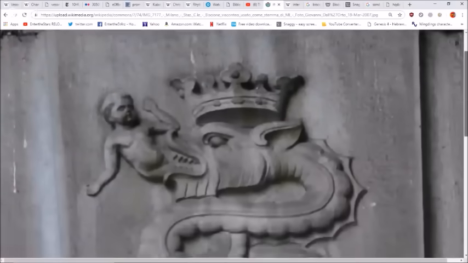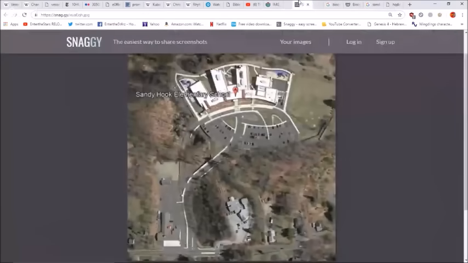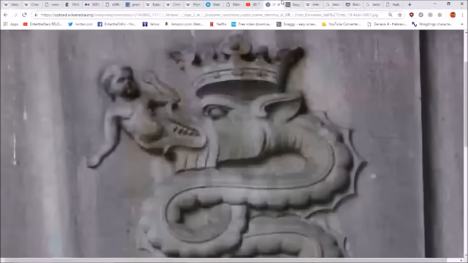on the map, on Google Maps, and then I just typed in the word crowned serpent, and all this came up. That can't be an accident. So here's the side by side.